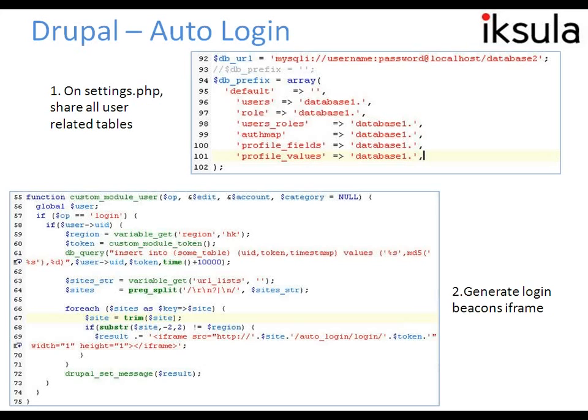So if you are implementing for three websites, you have to make one database as your default user database, and the other websites have to share the tables of the first website. We have used the database prefix method in the settings.php to achieve it. And the second part is to generate the login beacon's iframe.